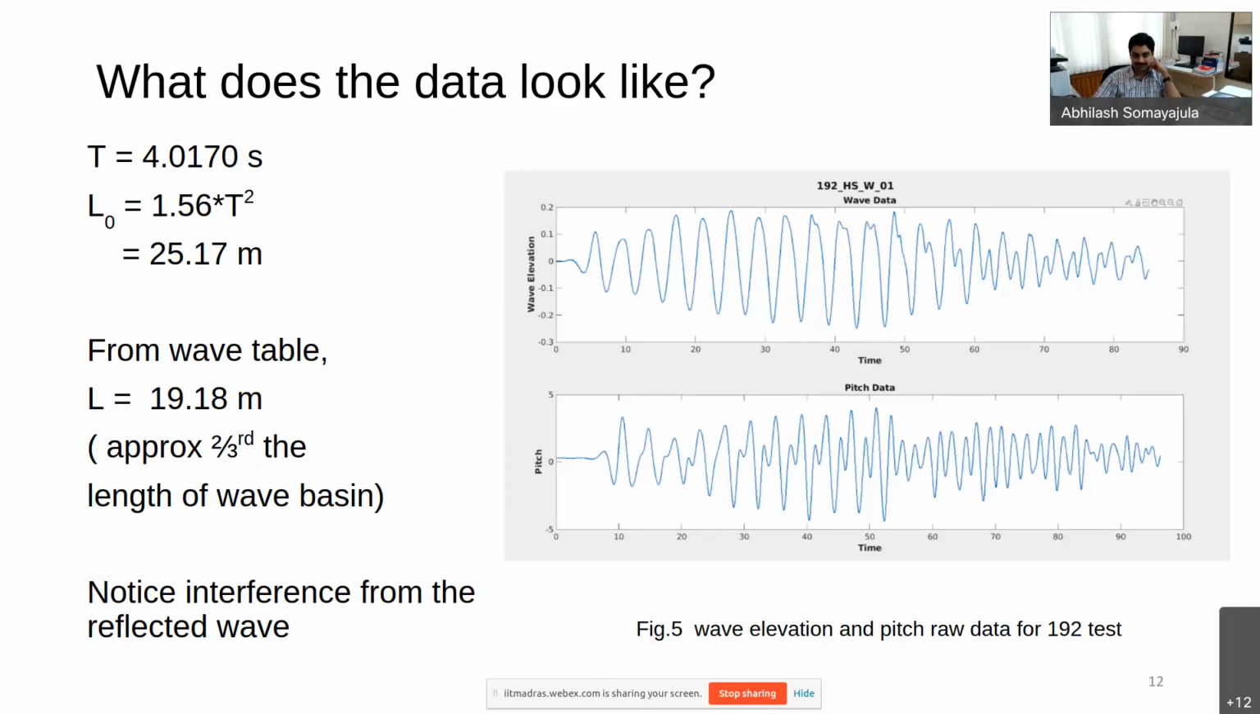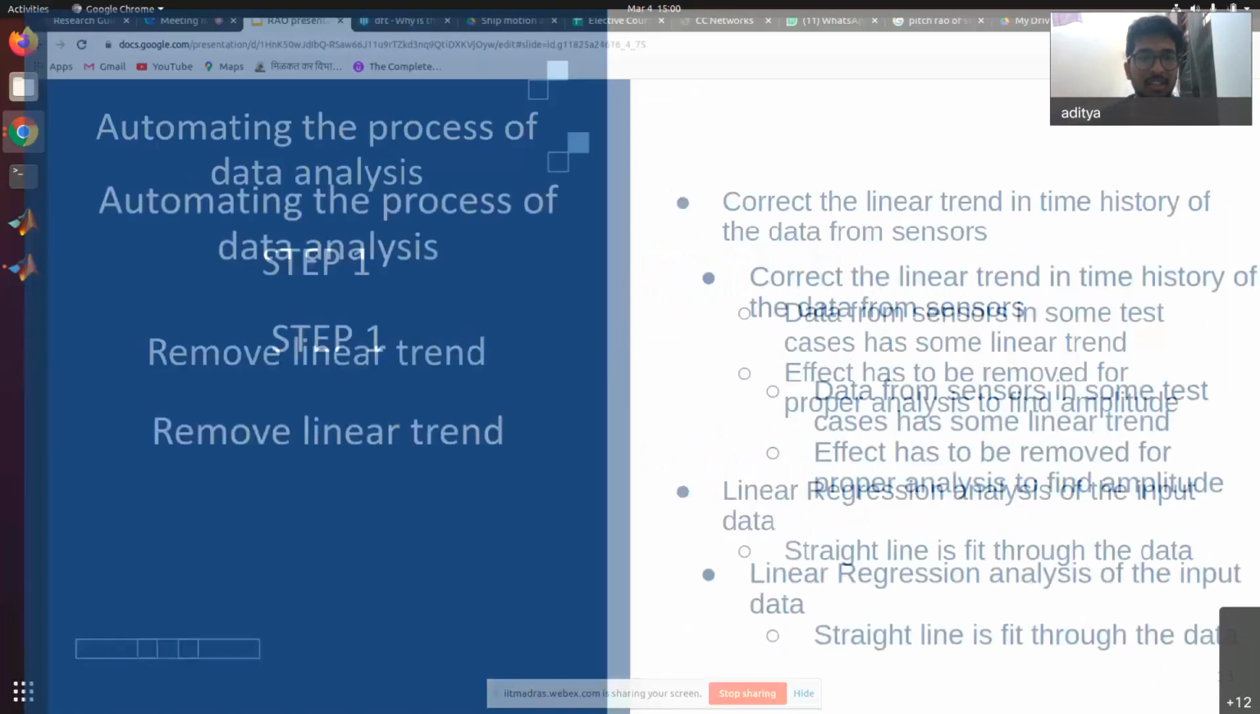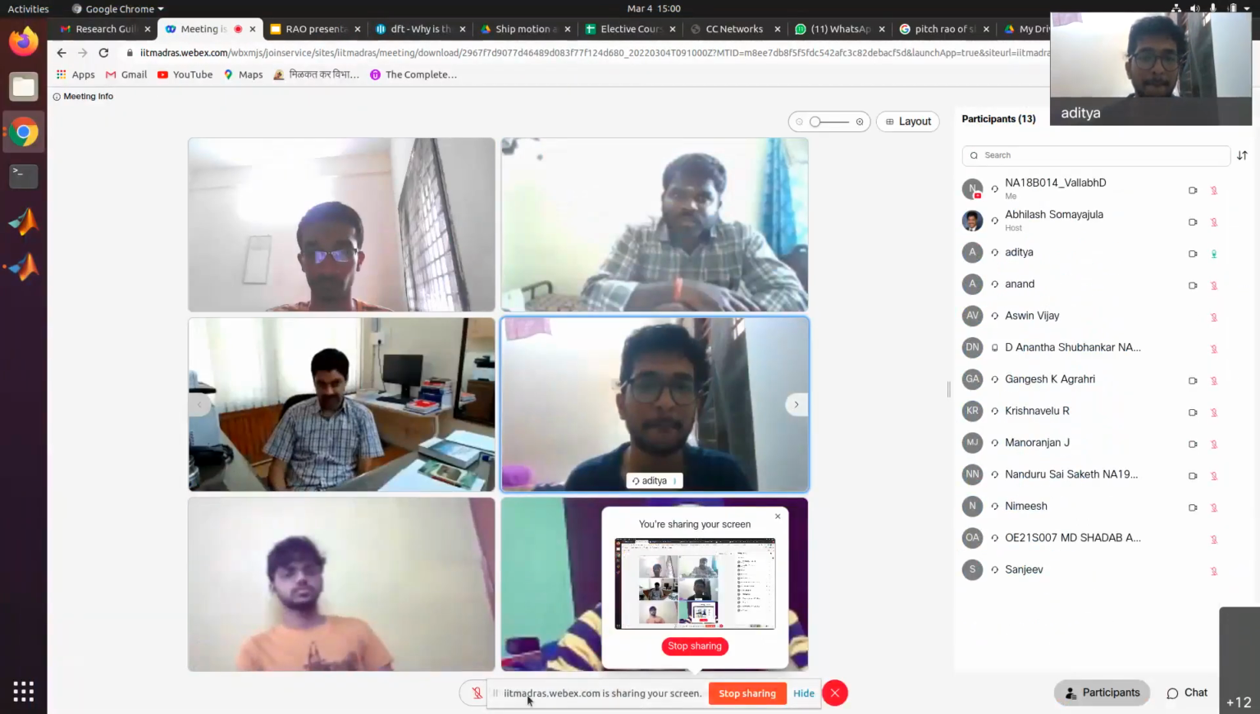Yes. The wave that is generated will reflect at one end of the basin, and it will interfere with the incident wave. So that is not the ideal way to test to get the data. That's the problem in this particular experiment. Next, Vallabh will explain from here about the analysis of the data.